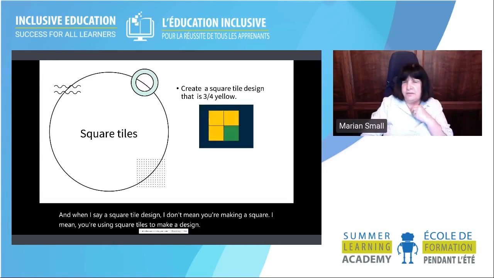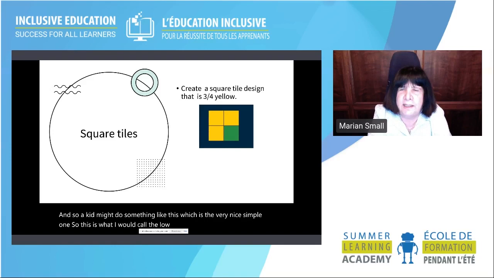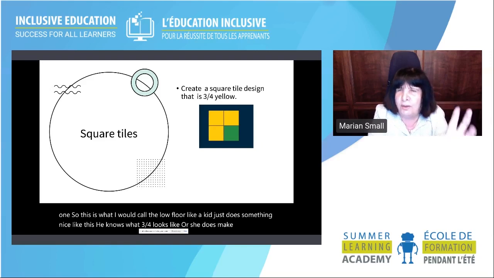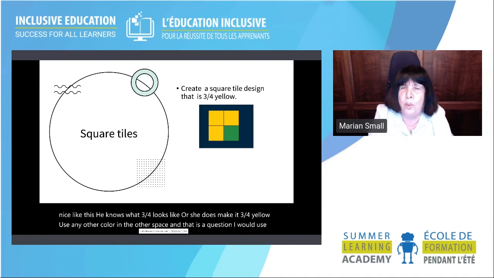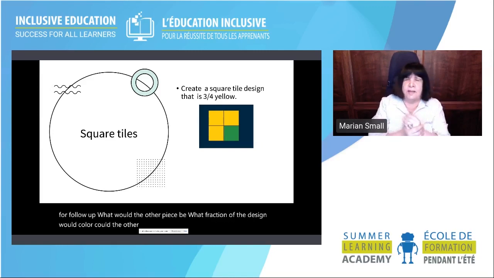And so a kid might do something like this, which is the very nice, simple one. So this is what I would call the low floor. Like a kid just does something nice like this. He knows what 3/4 looks like, or she does. Make it 3/4 yellow, use any other color in the other space. And that is a question I would use for follow-up. What would the other piece be? What fraction of the design? What color could the other piece be? So we could ask questions like that.